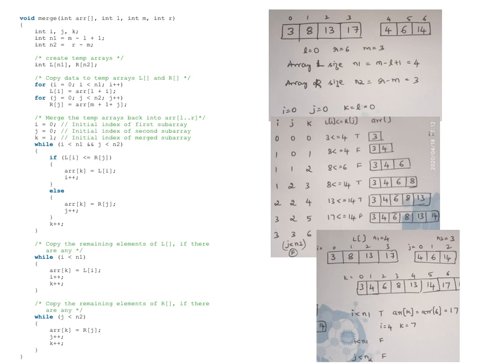Then next it checks the while loop for j. So j is less than n2. If you look at the j index value, it is already 3. n2 is also 3. 3 less than 3 is false. So this condition fails, and it comes out of the while loop. So this way I have merged two sorted arrays into a single array.